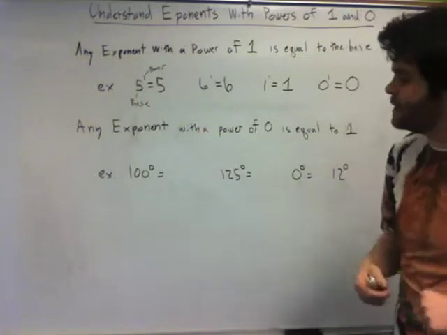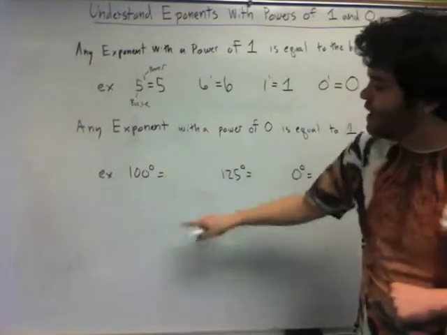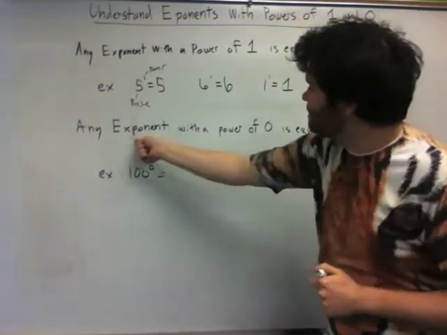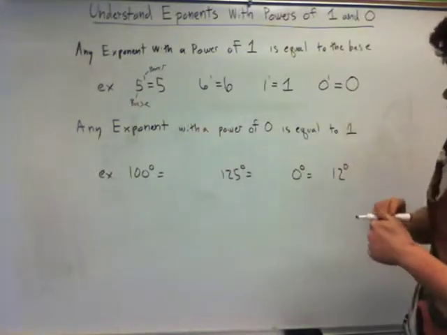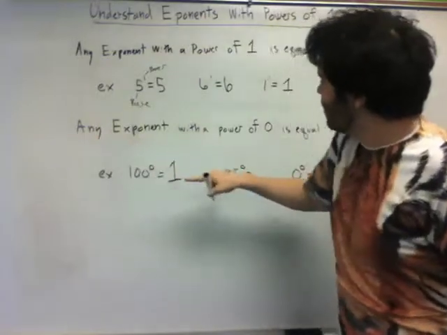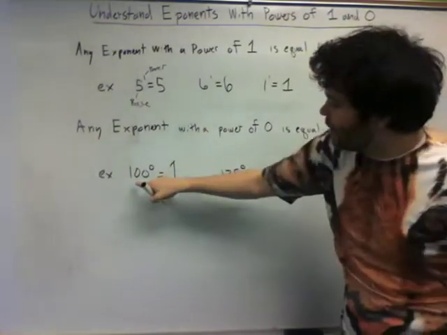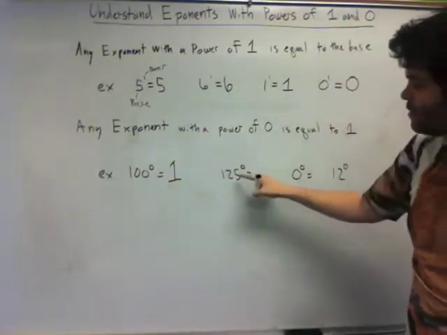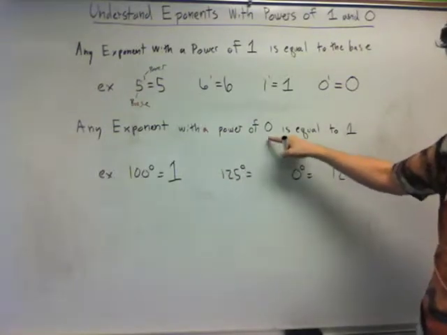All right, well, let's see. 100 to the 0. Okay, well, that's an exponent with a power of 0. It's got to be equal to 1. Any exponent with a power of 0 is equal to 1. 100 to the 0, got to be 1. Let's try another example. 125 to the 0. Is it to the 0? Then it's equal to 1.